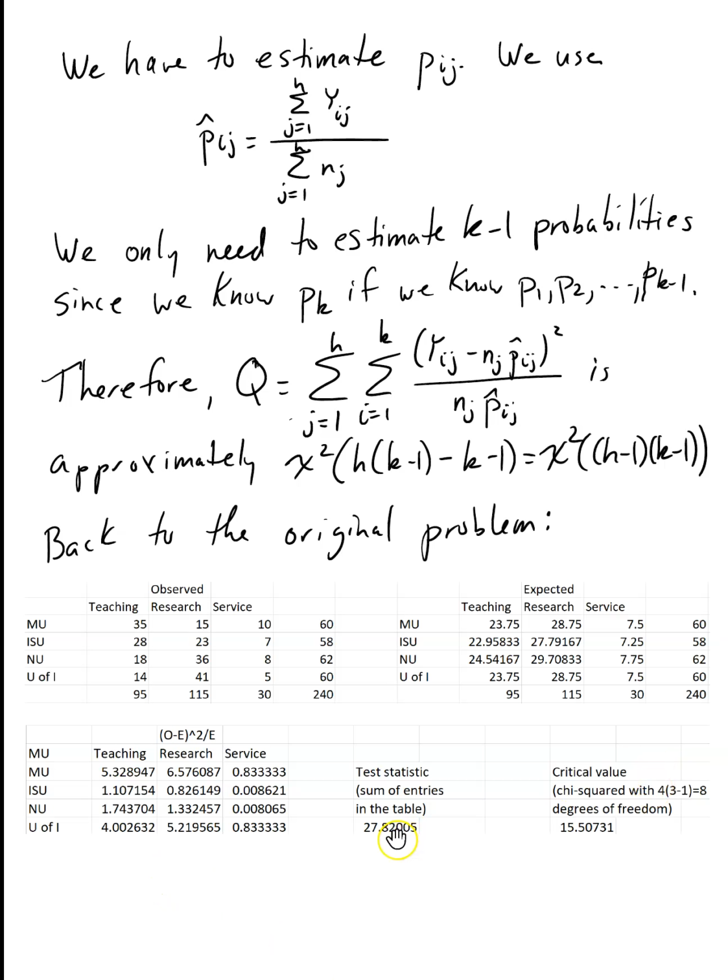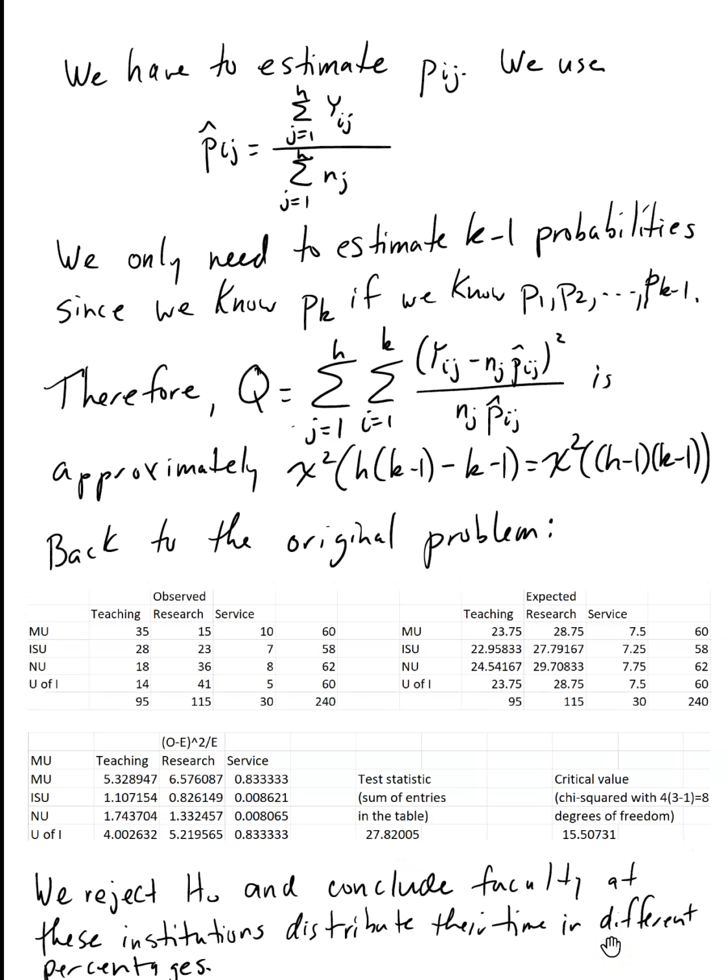All right, so anyway, this test statistic is bigger than the critical value, so we would reject the null hypothesis. Again, the null hypothesis is that the probabilities are the same in a given category no matter what group you're in. So what that tells us in this particular context is that faculty of these institutions distribute their time in different percentages, which is exactly what we saw from this piece here, right? I mean, this is really what we're seeing. This one is a big discrepancy, right? But we actually did this rigorously with a statistical hypothesis test to pretty much guarantee that they really do spend their time in different ways.